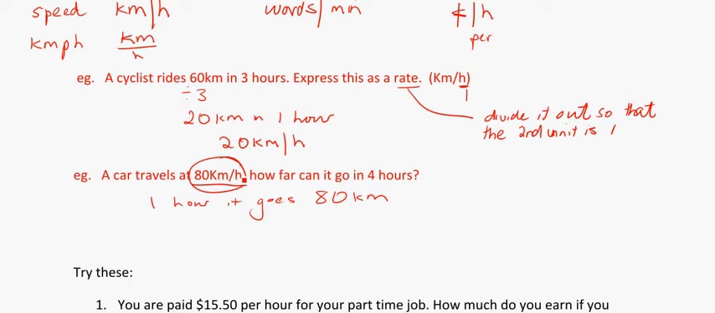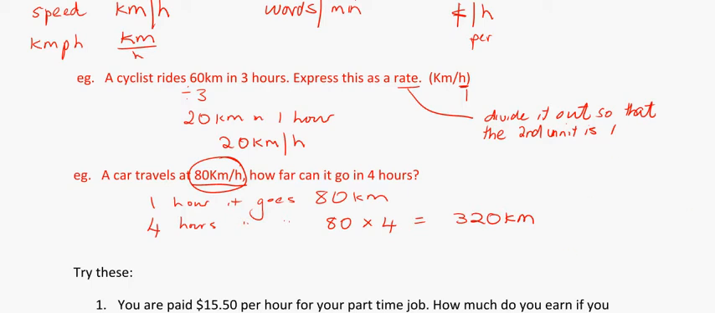The two things we know are the hours, so we put that on the left hand side and our unknown on the right hand side. So in 4 hours it must go 4 times as much, so 80 times 4, which is 320 kilometers. So you may have to express something as a rate, or you might be given the rate and you have to find out some other information from that.